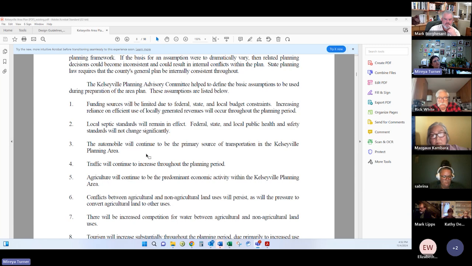All right, so then assumptions. These are assumptions that were used during the preparation of the last Kelseyville area plan. And I'm going to have to go in like 5 minutes.